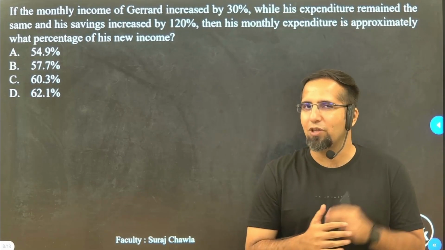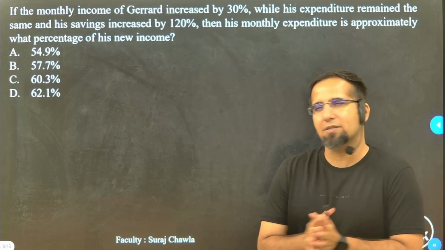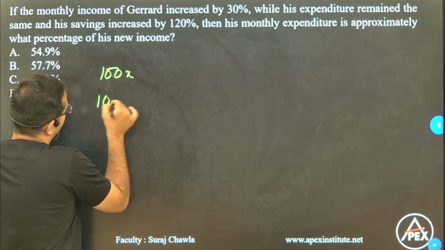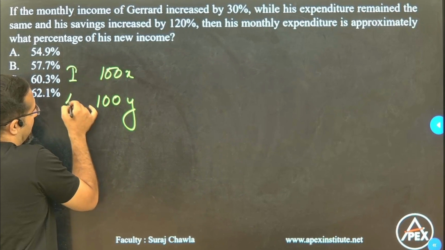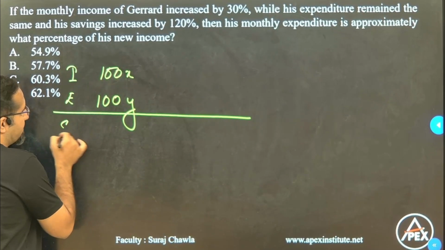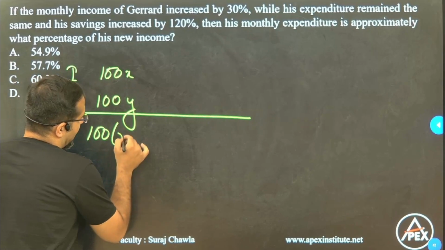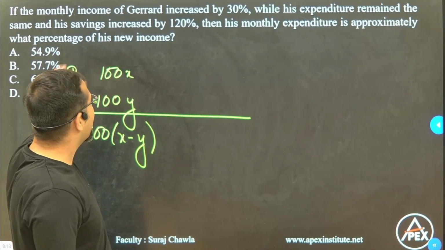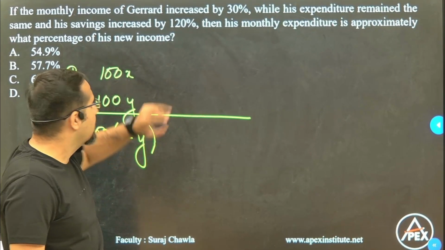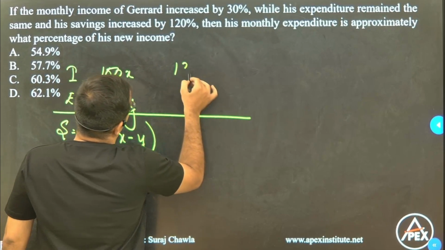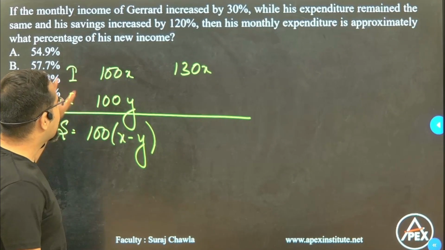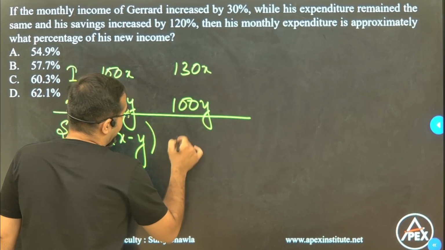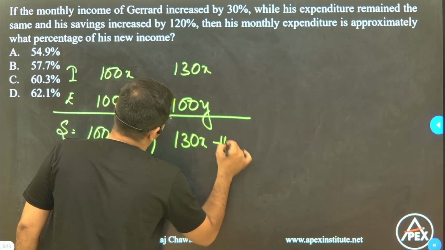अब ना ही हमको इनकम का वैल्यू दिया हुआ है ना ही हमको एक्सपेंडिचर का वैल्यू दिया हुआ है, तो हम क्या कर सकते हैं, हम एग्जिस्टिंग इनकम को 100x असूम कर लेते हैं, एक्सपेंडिचर को 100y असूम कर लेते हैं, और हमको पता है कि इनकम माइनस एक्सपेंडिचर जो है सेविंग्स होता है, तो इसके हिसाब से हमारी जो सेविंग्स है वो 100 टाइम्स ऑफ x माइनस y हो गई. अब हमको बताया गया है कि मंथली इनकम इंक्रीज बाय 30%. अगर 30% से ये इंक्रीज हुआ तो 100x का वैल्यू कितना हो गया, अभी 130x. एक्सपेंडिचर रिमेन सेम बताया गया है, तो एक्सपेंडिचर 100y रहेगा, तो जो सेविंग्स है वो हो गई 130x माइनस 100y.